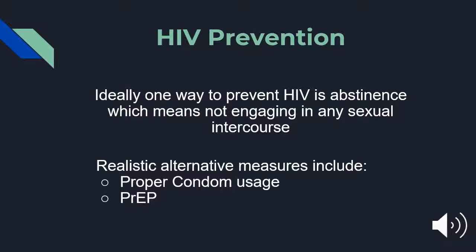HIV prevention. Another way to reduce the instances of HIV or reduce the risk is to not engage in any sexual activity, which includes oral sex or anal sex. Another alternative method is proper condom use, which includes female and male condoms, or using a drug called PrEP.